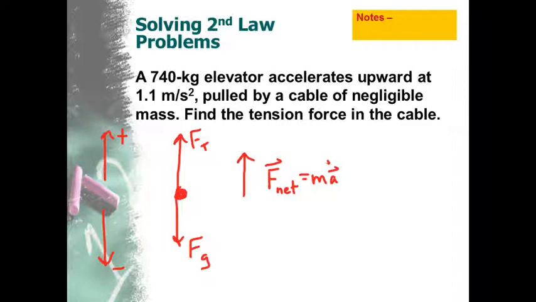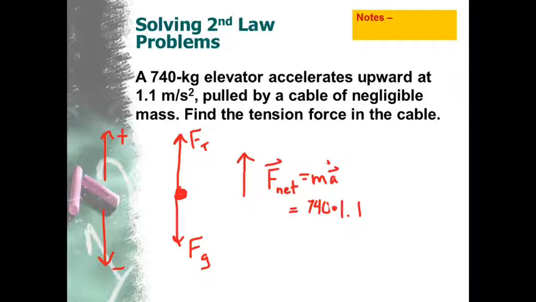Now let's go ahead and start plugging in what we know. We know that the acceleration is 1.1 meters per second squared, and that's in the upward direction. So I'm going to write 1.1 right here for my acceleration. My mass is 740 kilograms, so let's write 740 right there, and my little multiplication symbol. That is going to equal my net force.